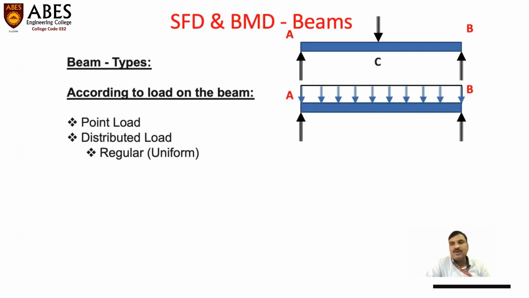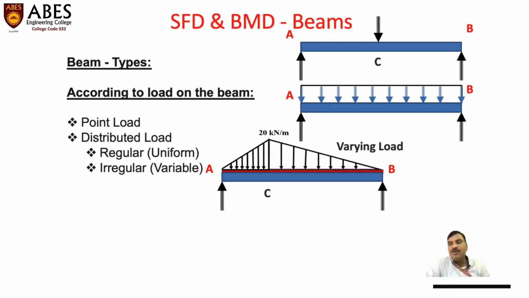One is uniform distributed load, meaning the load per unit length is fixed. And then we have a variable distributed load, in which it is not fixed, but it may vary regularly. In this type of load, it is varying at some particular rate. If you are seeing from here, it is increasing per unit length, and from here also it is increasing per unit length. But if you see from C, it is decreasing per unit length, and from the other side also it is decreasing per unit length.